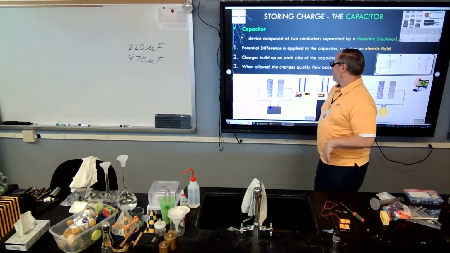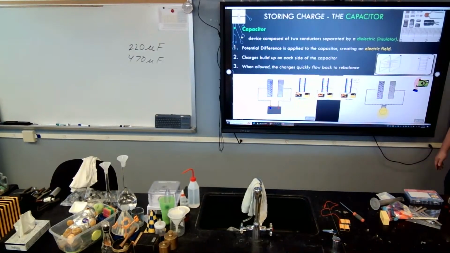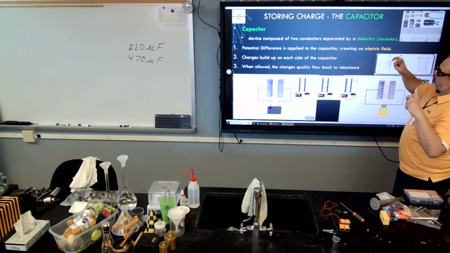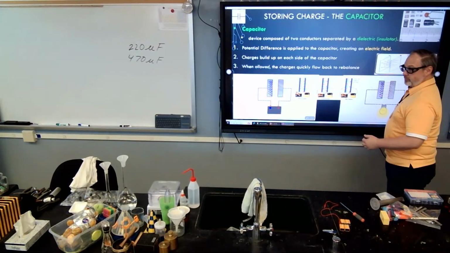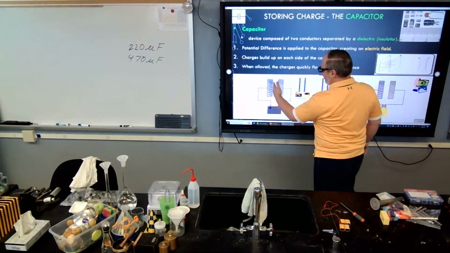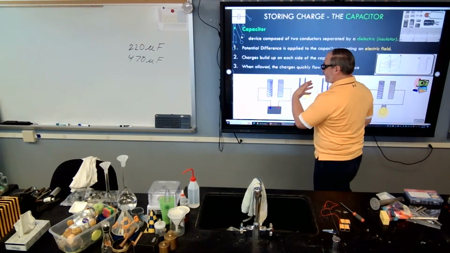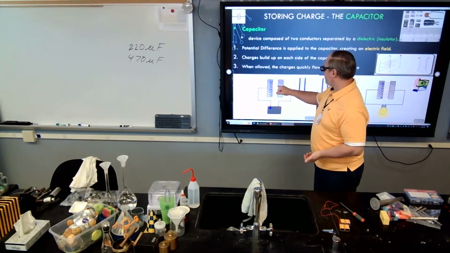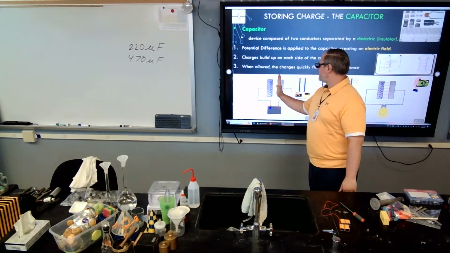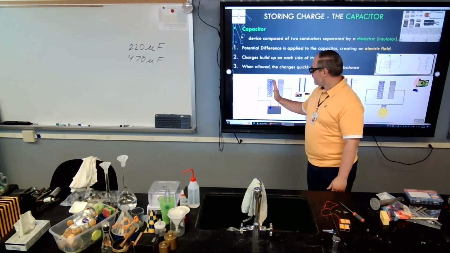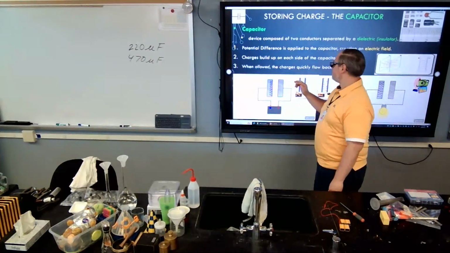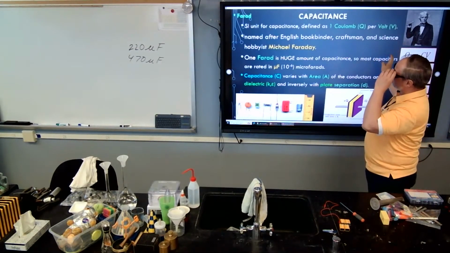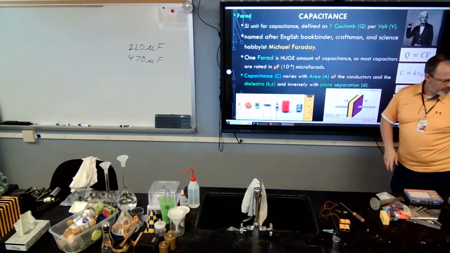So that's how a capacitor works. It stores charge in an electric field, because anytime you have a positive and a negative, an electric field is created. In other words, there's an electric field pushing from the positive to the negative. And the only thing that's keeping that electric field stationary is that dielectric. And there is some math, because of course there is.